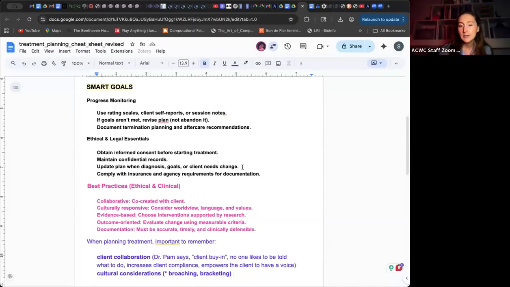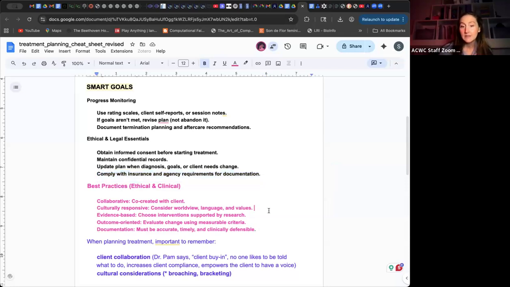Another one though is here. I feel like this one is not always as well known. If you change the diagnosis or the goals, or if the client needs to change, you update the plan. You would not leave the plan the same. And this one's pretty obvious in today's world too, right? Major trouble if you don't do this one. You always have to be in compliance with the insurance companies and the agency requirements, right?